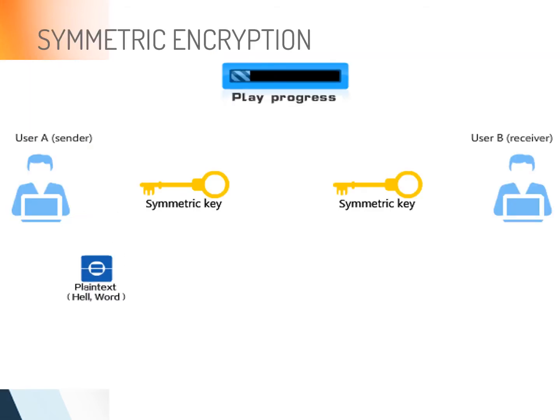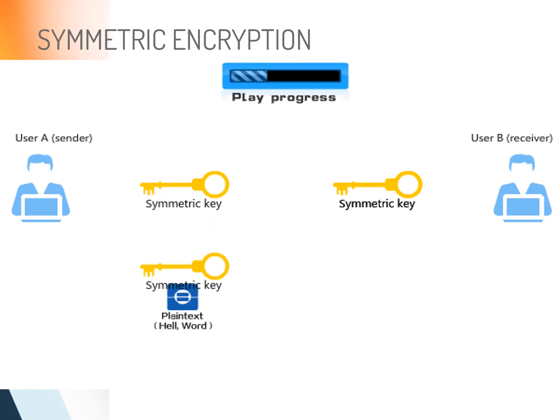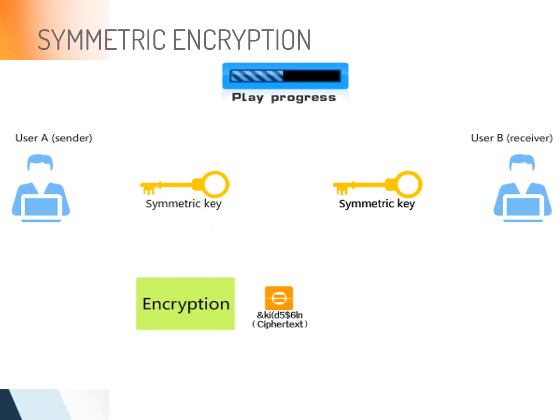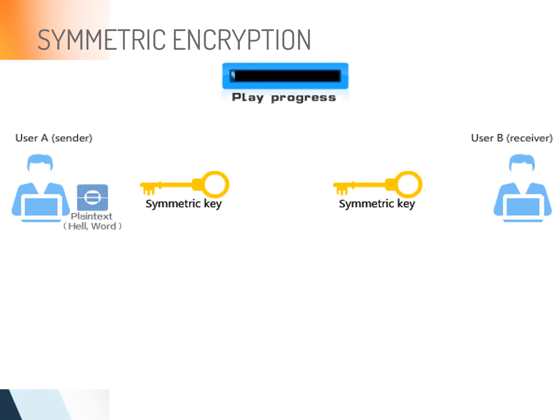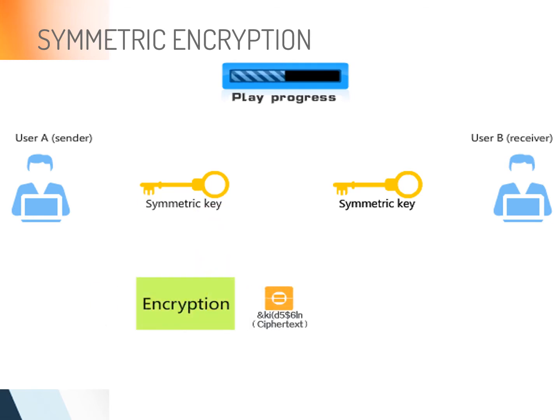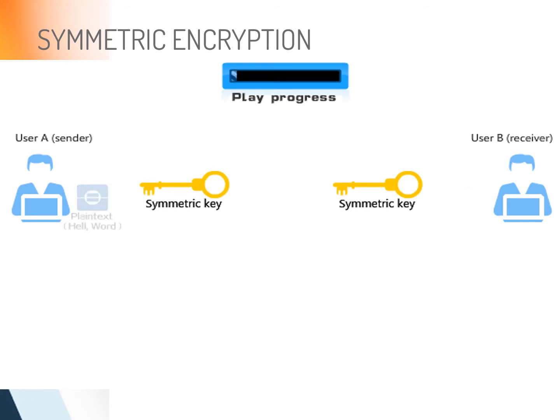So this is the symmetric encryption diagram. So how does it work? As you can see, user A and B have negotiated the symmetric key. The encryption and decryption process is as follows. User A uses the symmetric key to encrypt data and sends the encrypted data to user B, whereby user B decrypts the data using the symmetric key and gets the original data.